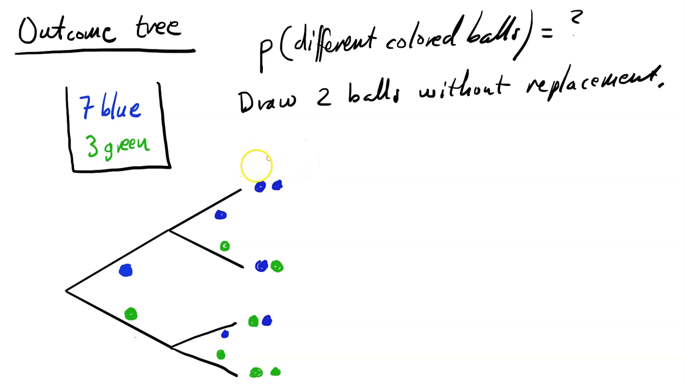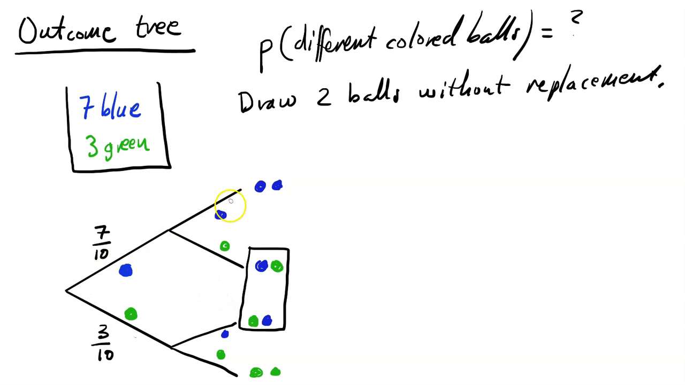Okay, so what's the probability of getting 2 differently colored balls? That means that we have this situation: we drew a blue and a green, or a green and a blue. So we need to calculate the probability for this to happen. To do that, we continue to fill in our outcome tree. What is the probability of getting a blue ball on the first? There are 10 balls and 7 are blue, so 7/10. And of course it's 3/10 to get a green on the first.